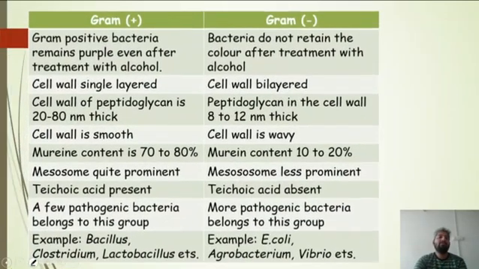So I am showing some of the differences for the gram-positive and gram-negative bacteria here. The gram-positive bacteria will remain the purple or violet color even after treatment of alcohol. Therefore, they are called gram-positive, while gram-negative bacteria will not retain the color after the treatment of alcohol. Here, the cell wall is single layered, while the cell wall of gram-negative bacteria is bilayered. Two layers are there in the cell wall.